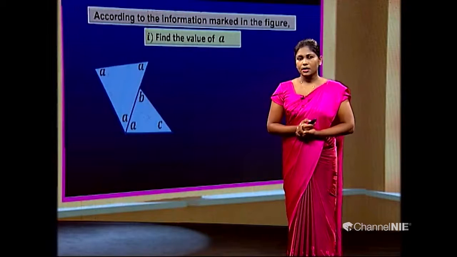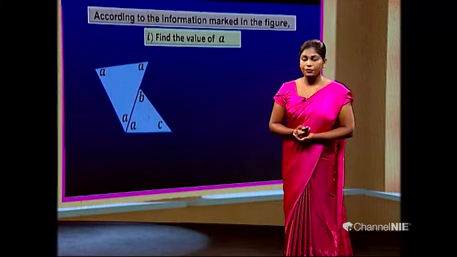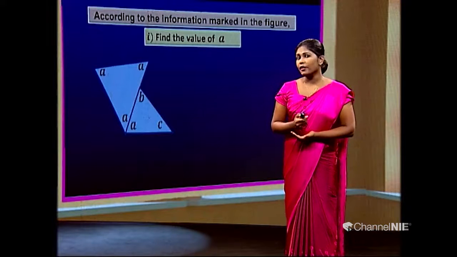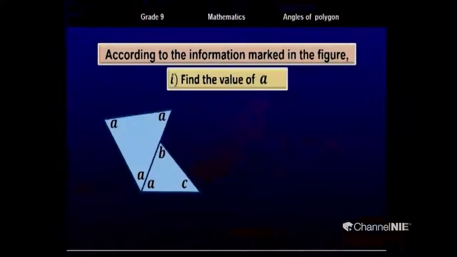According to the information marked in the figure, find the value of A. There is a diagram. Now you can see there are 2 angles combine each other. Look at that, A and B and C. Find the value of A.